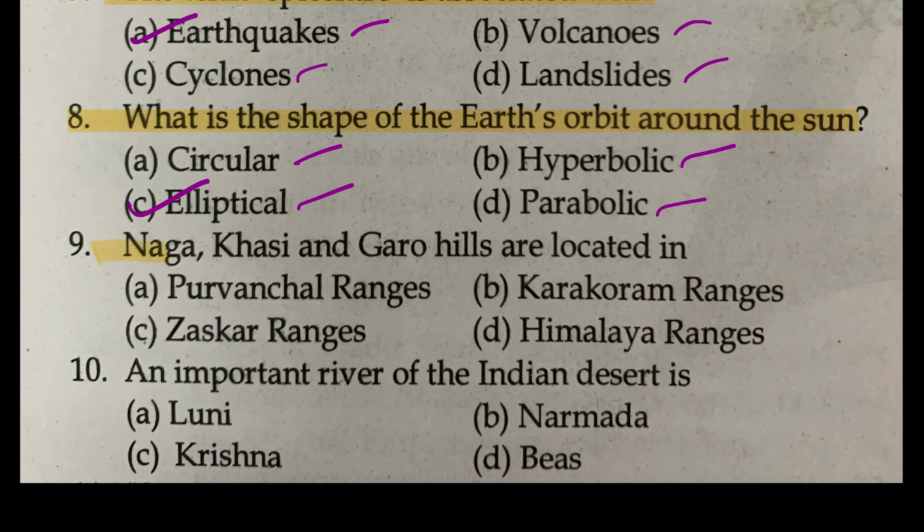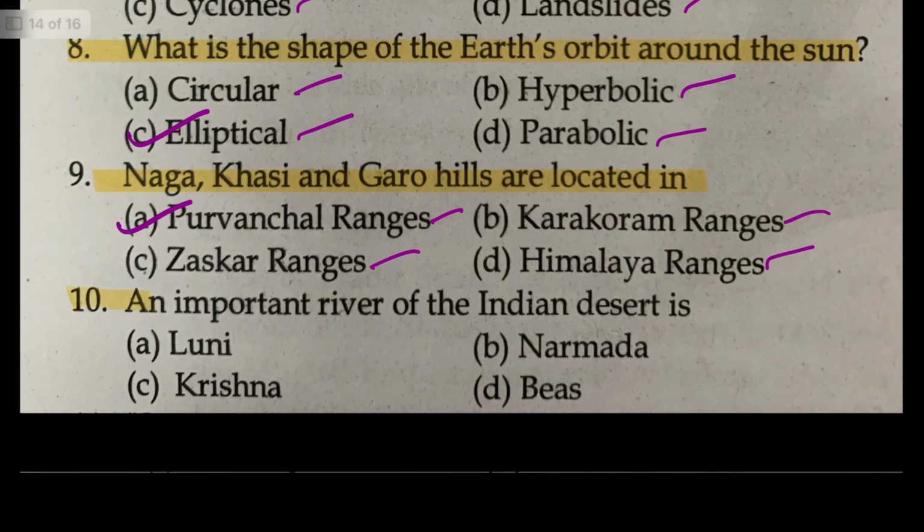Question number 9. Naga, Khasi, and Garo hills are located in Purvanchal Range, Karakoram Ranges, Zaskar Ranges, Himalayan Ranges. The answer is A, Purvanchal Range. Naga, Khasi, and Garo hills are located in the Purvanchal Range of the northeastern states of India.